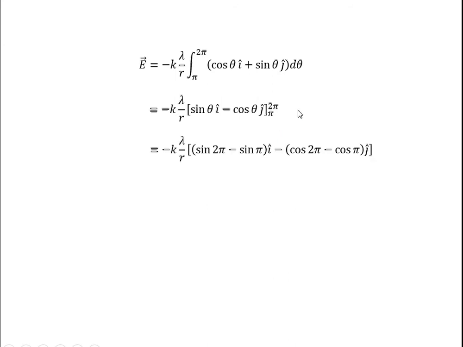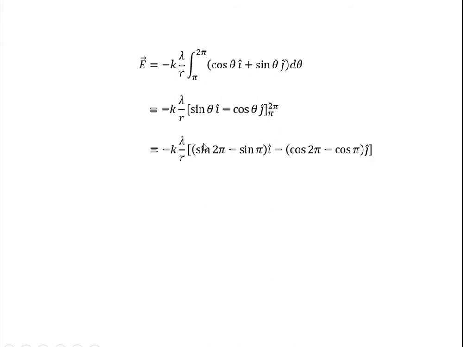Now let's grab that equation that we were going to solve, and fortunately this is a simple one. Working in polar coordinates, we really just have to integrate cosine of theta and sine of theta. Integral of cosine theta is just sine of theta. Integral of sine of theta is the negative of cosine of theta. So we've done the integral, and now we're going to evaluate it from pi to 2 pi.